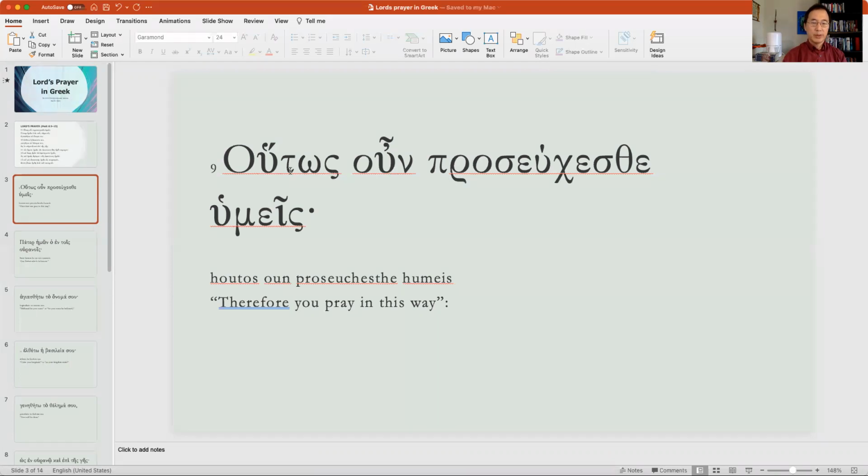The first one here is Houtōs. I also transliterated all these Greek words here, Houtōs, right? So first of all, try to read and focus on the Greek word itself. If you have some hard time and difficulty, then you go to the transliteration line here. So this word, Houtōs, means therefore, Houtōs.